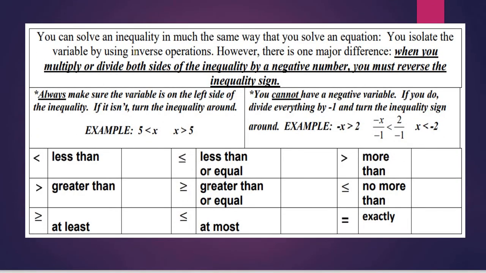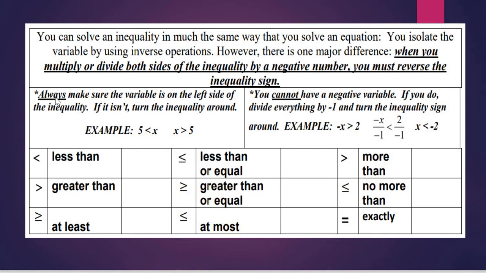You can solve an inequality in much the same way that you solve an equation. You isolate the variable by using inverse operations. However, there's one major difference. When you multiply or divide both sides of the inequality by a negative number, you must, and I repeat, you must reverse the inequality sign, such as right in this one right here.